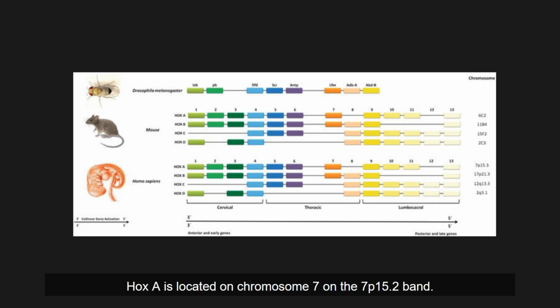Hox A is located on chromosome 7 on the 7p15.2 band. Hox B is located on chromosome 17 on the 17q21.32 band. Hox C is located on chromosome 12 on the 12q13.3 band. And Hox D is located on chromosome 2 on the 2q31.1 band.